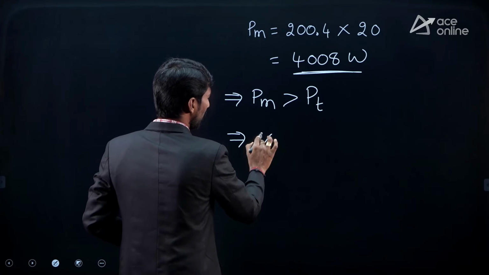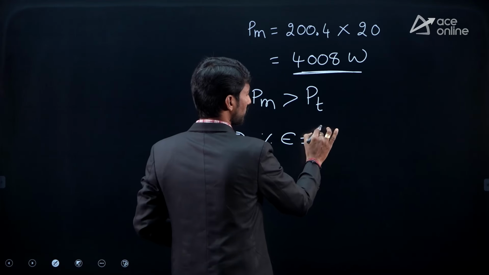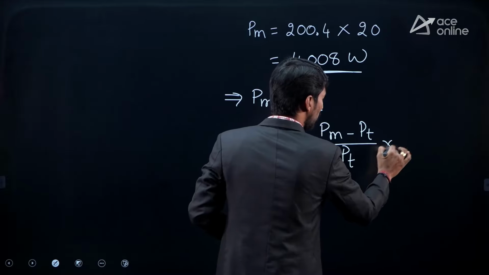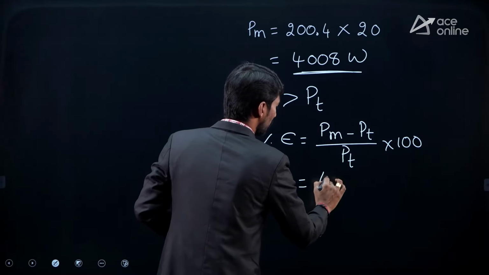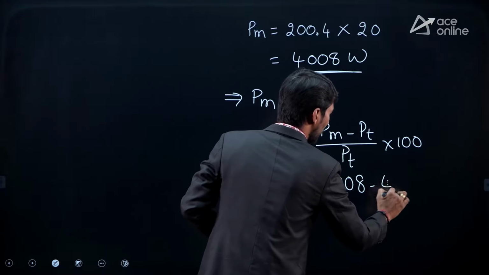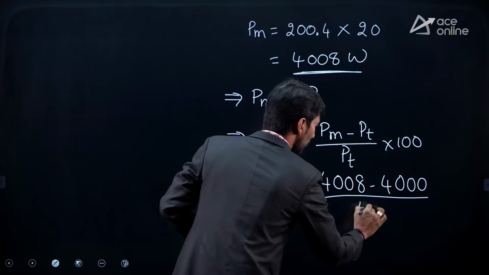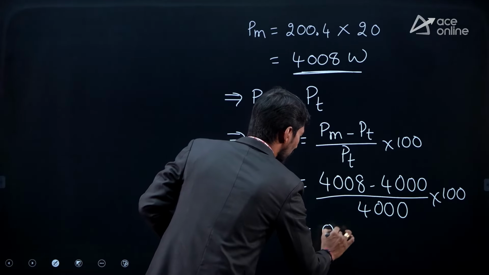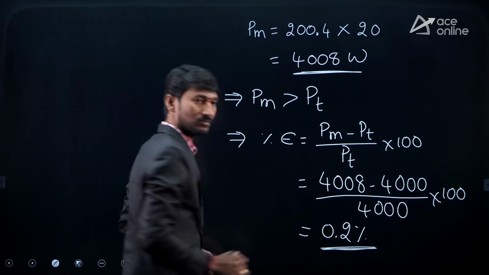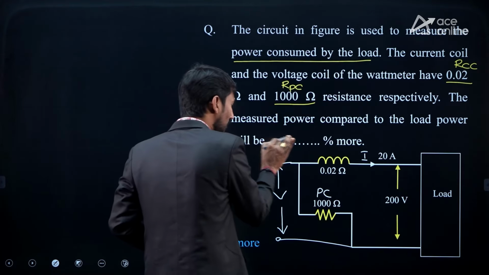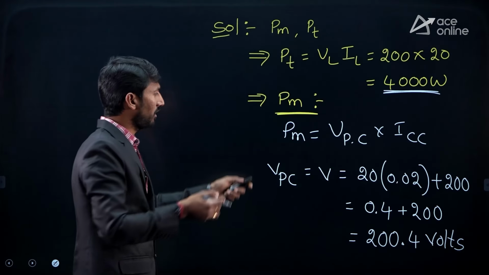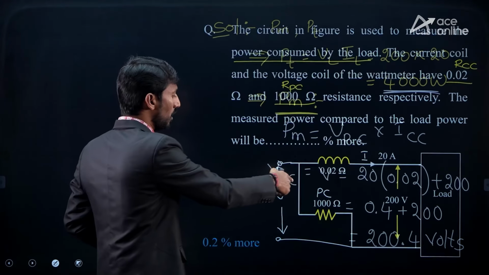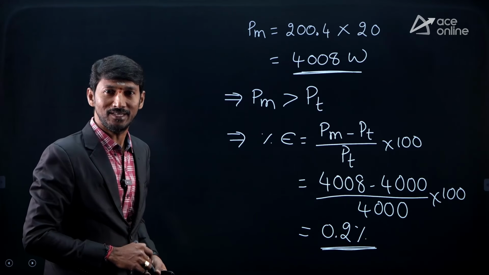Now let us find out the percentage error equal to PM minus PT by PT into 100. What is PM? 4008 minus 4000 by 4000 into 100. If you simplify this, we are going to get 0.2%. So the answer is 0.2. He is asking that dash percent more. So more we already got. Yes, satisfied. And along with that, the percentage value is 0.2%. So the answer is 0.2% more. Right? Next question.